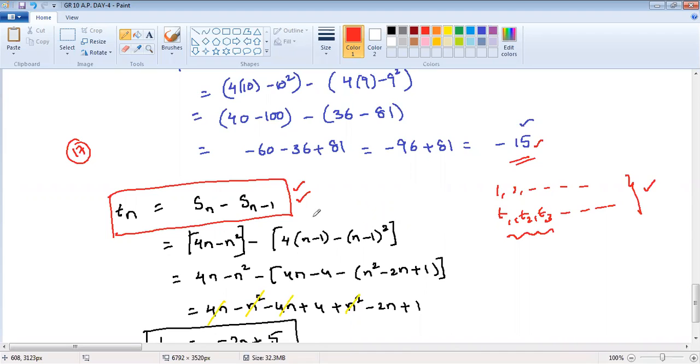But in this problem, you have to do the calculation very carefully. In case you make a mistake in any bracket expansion or multiplying with the negative, then there is a problem. So it is a difficult method, but it is a very smart way to find the sum. Clear?